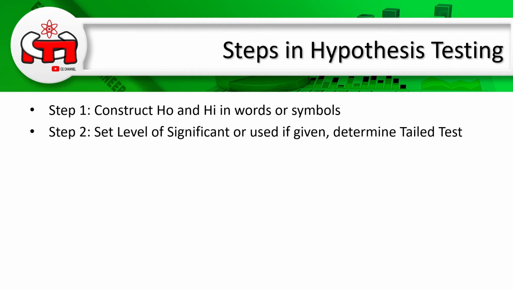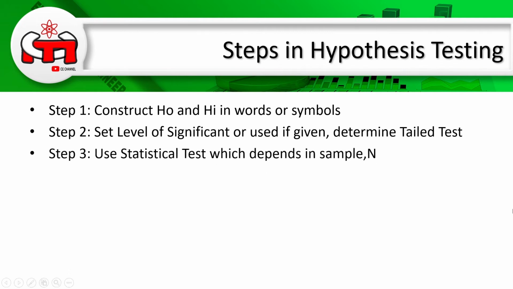In addition to step 2, determine what type of tailed test. This is based on the step 1 you constructed. Now that we have constructed the null and alternative hypotheses, we determine the level of significance to be used, and know the type of tailed test. Let us now proceed to step 3, in which we use the statistical test.